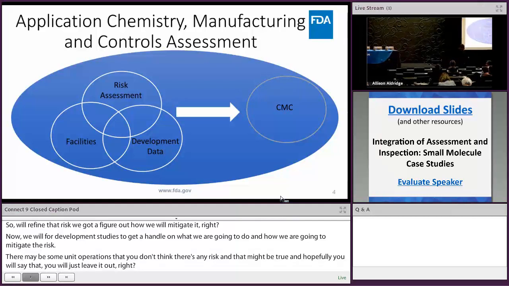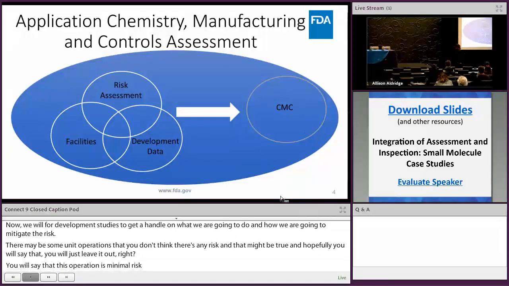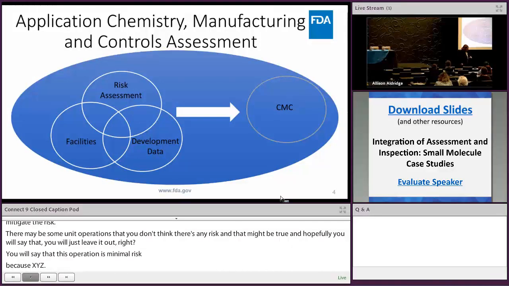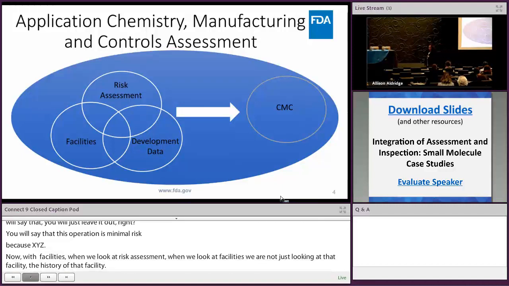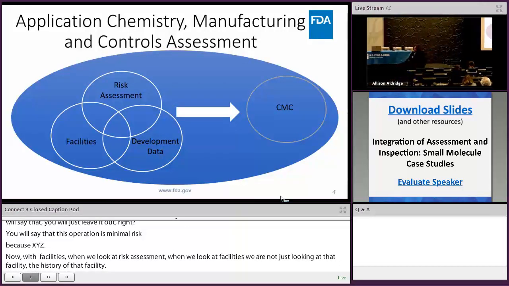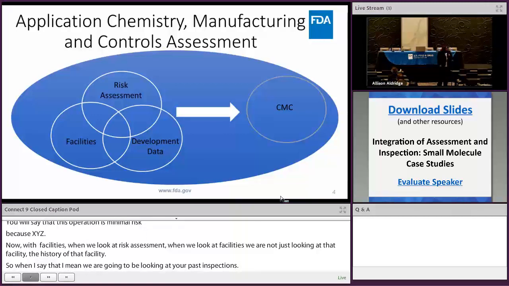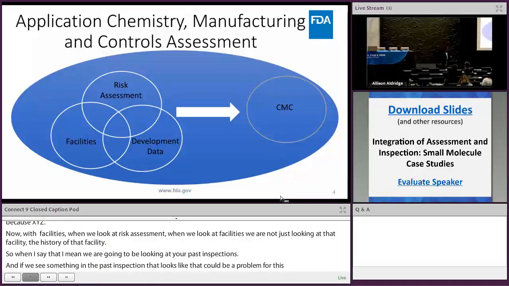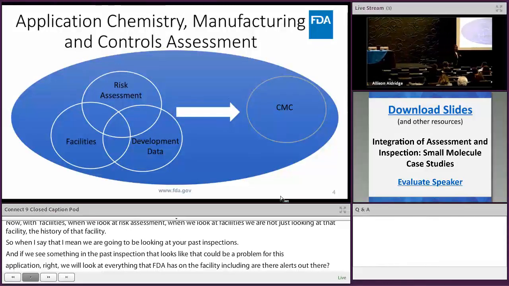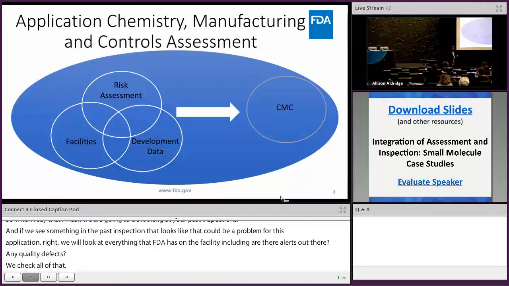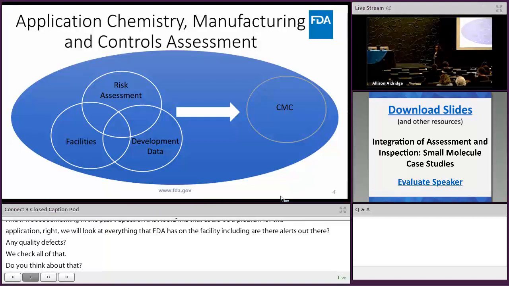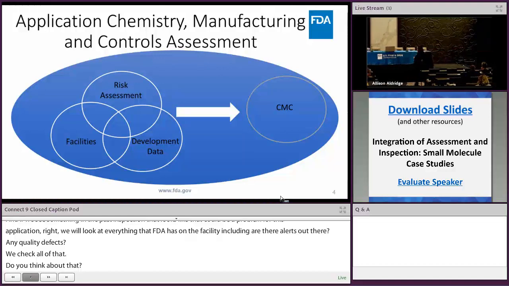Now, with the facilities, when we're looking at your risk assessment, we're not just looking at that facility, we're looking at the history of that facility. So when I say that, I mean we're going to be looking at your past inspections. And if we see something in the past inspection that looks like that could be a problem for this application, right? Well, we will look at everything that FDA has on the facility, including, are there field alerts out there? Any quality defect signals? We check all of that. Do you think about that when you're writing your CMC? Do you think about the history that FDA has on your facilities? Everybody's looking at me like, why is she asking me that?